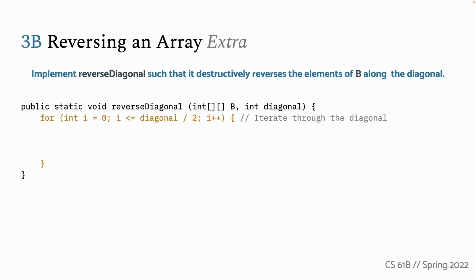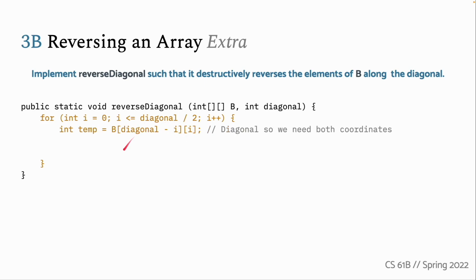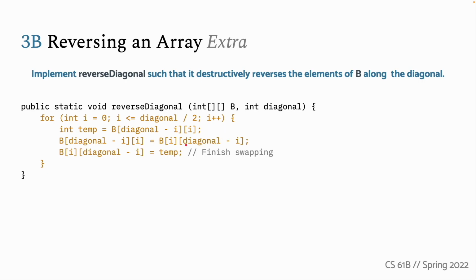So what we're going to do is iterate through the diagonal. We know that if we are going for the nth diagonal, then we want to go for n divided by 2 items. So we need to get the diagonal item. So that's going to be diagonal minus 1 minus i, and i. And on the other hand, the item that we are going to be putting there is i, diagonal minus i. So basically swapping something with the item that is kind of the reflection of it, if you can kind of imagine how that would look. But other than that, it's just a pretty simple swap as usual.